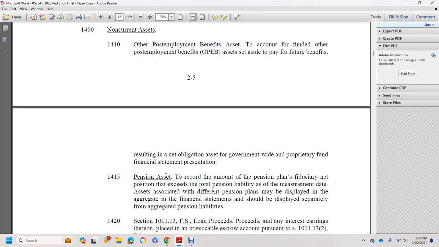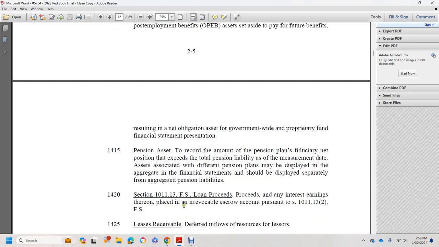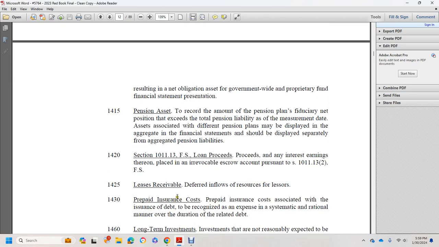1415. Pension assets: record the amount of the pension plans for which the beneficiary net position exceeds the total pension liability as of the measurement date. Assets associated with different pension plans may be aggregated in the financial statements, but should be displayed separately from aggregated pension liabilities. 1420. Section 1011.13 of the Florida Statutes: loan proceeds, with any interest earnings, that are placed in an irrevocable escrow account pursuant to Section 1011.13 of the Florida Statutes.